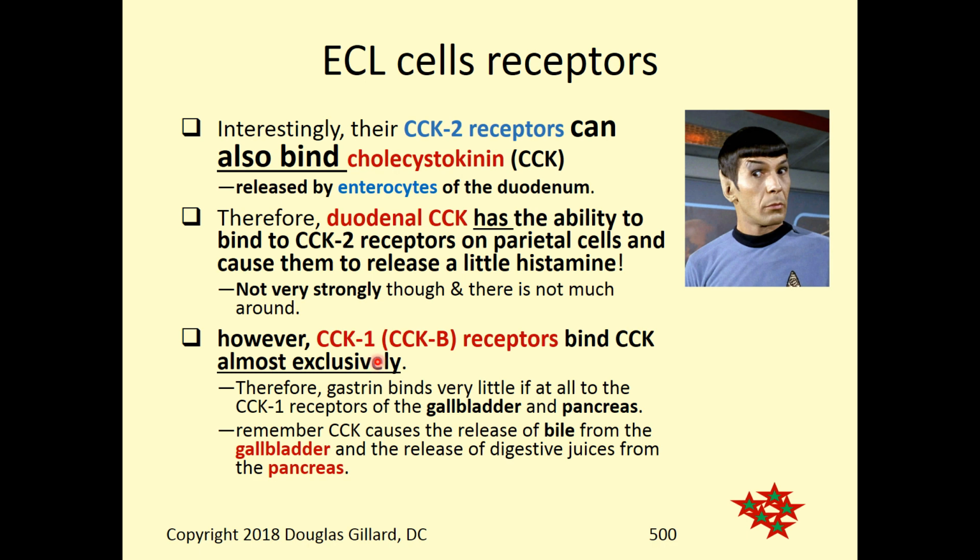There are also CCK1 receptors that can bind CCK exclusively. That's who they're supposed to bind to. CCK binds to CCK1 receptors. Therefore, gastrin can bind a little bit to the CCK1 receptors. And those are located, remember the targets, in the gallbladder and pancreas, right? They secrete bile from the gallbladder and they release digestive juices from the pancreas. CCK does that. But technically the CCK2 receptors can bind gastrin and do that a little, but that's not an important mechanism.